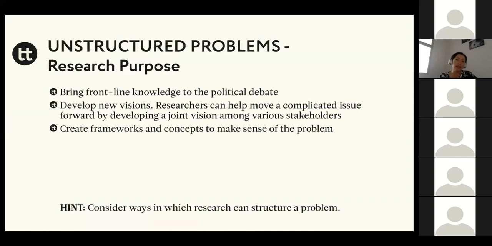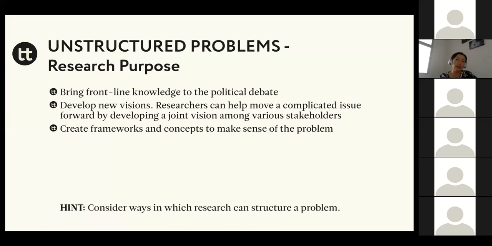The other way that research can support these problems is by developing new visions. And this is something that I've seen many examples of think tanks do, this type of work. Many times they do this around election times as well, when what they do is not necessarily put forward only their research, but to create jointly with others a vision of what the problem can be. And this can help structure a problem because it creates this sense of agreement that is necessary for action.